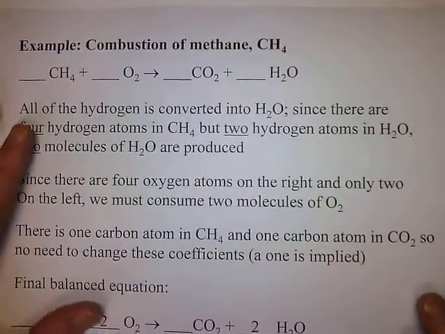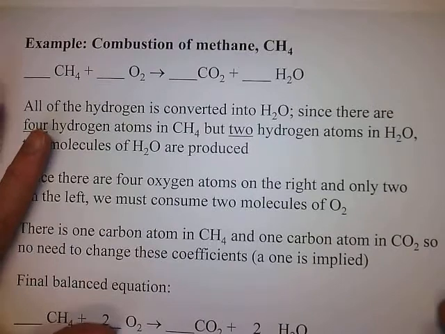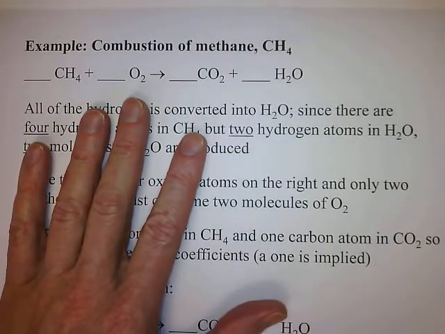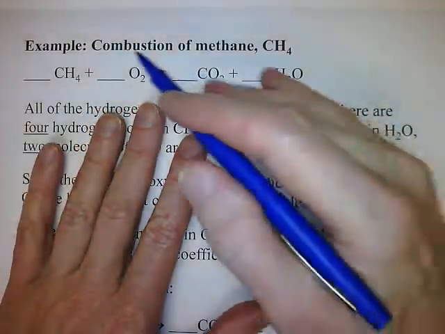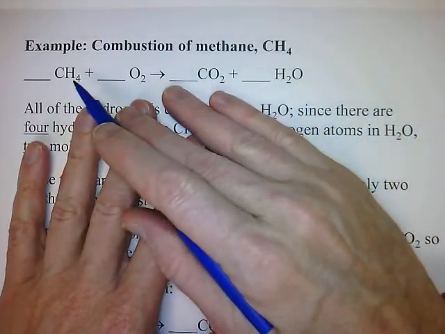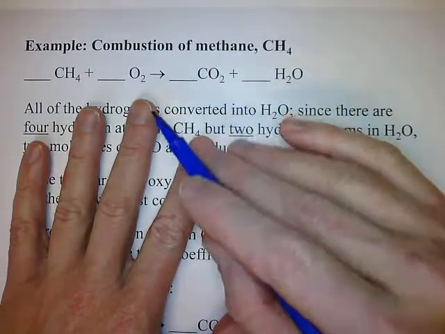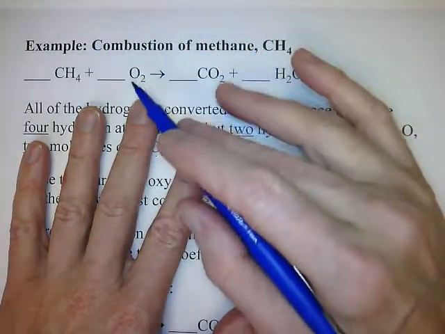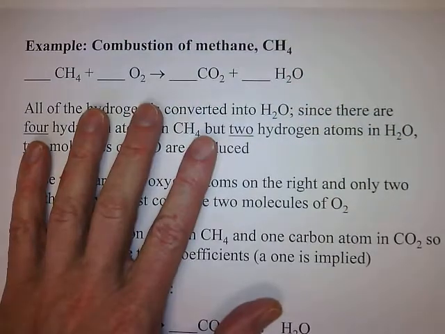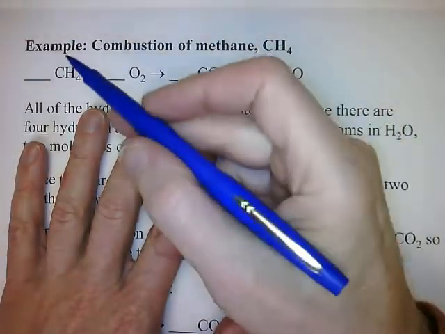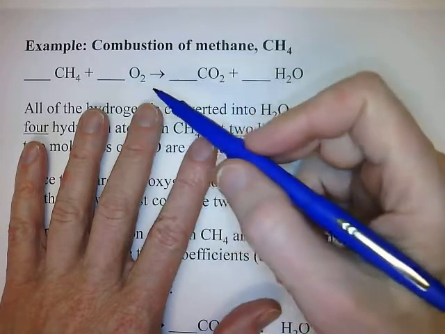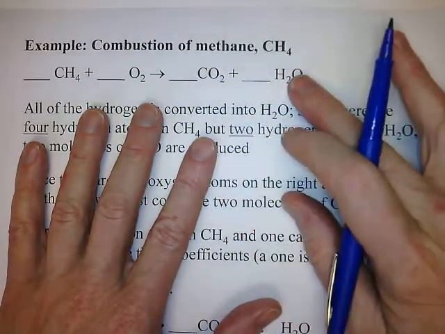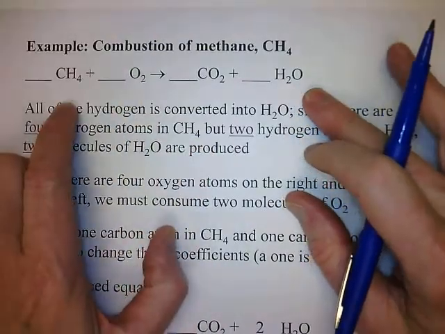Okay, so let's start with some simple reactions here. Let's talk about combustion of methane. All right, so methane is a hydrocarbon, CH4. Now, we haven't really talked about types of reactions, but a combustion reaction is simply one where some substance combines with oxygen. All right, so we burn methane, CH4. It combines with oxygen to produce carbon dioxide and water, right? So we want to balance this equation.